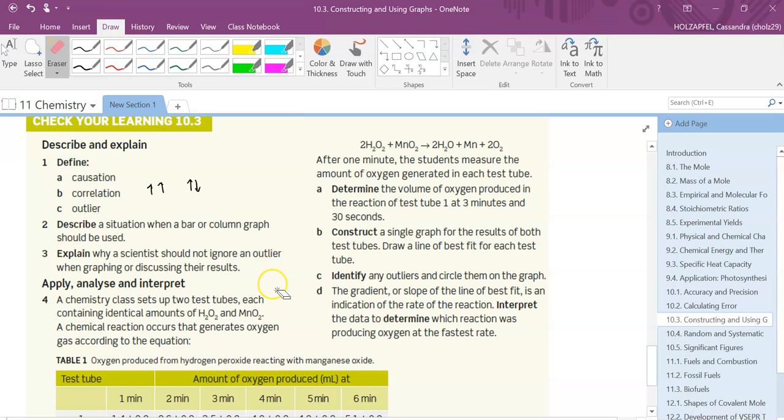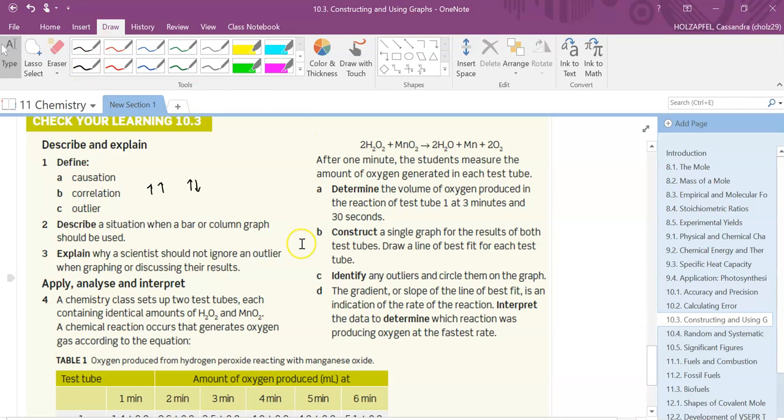Explain why a scientist should not ignore an outlier when graphing or discussing their results. Because it could be valid. I mean, we just have to mention that it's done something weird, and it could be that the machine was off that day or whatever. Most of the time, scientists do actually discount these outliers if it's an obvious outlier. Like if it's a machine error, we know it's a machine error, and so there's no point including that in our values.